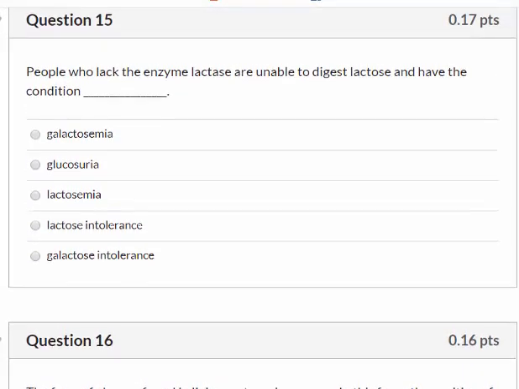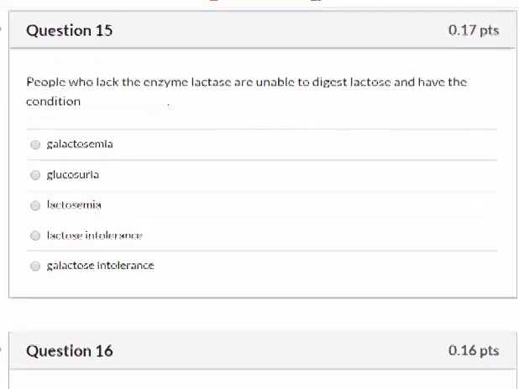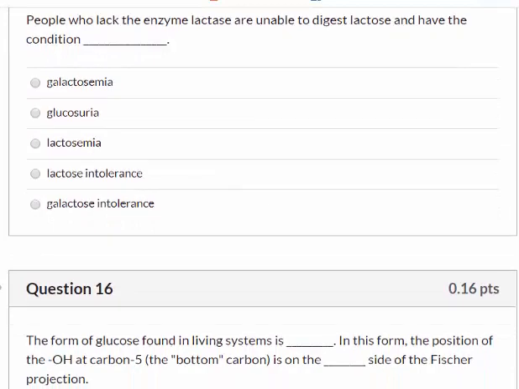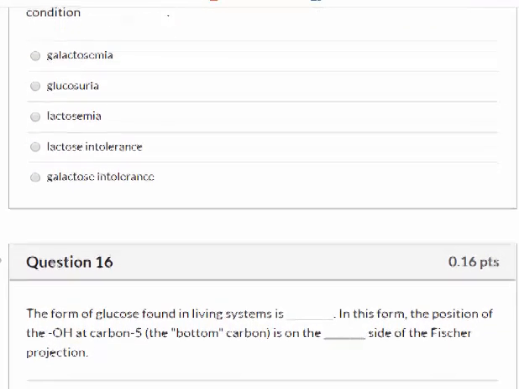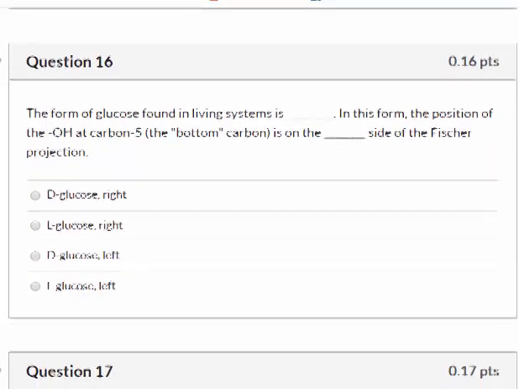This one's pretty easy. This is a pretty commonly known condition. The name pretty much makes sense. It's kind of what you might expect the name to be.